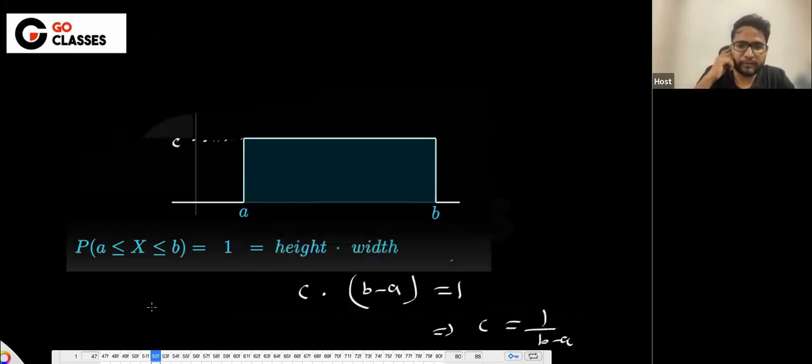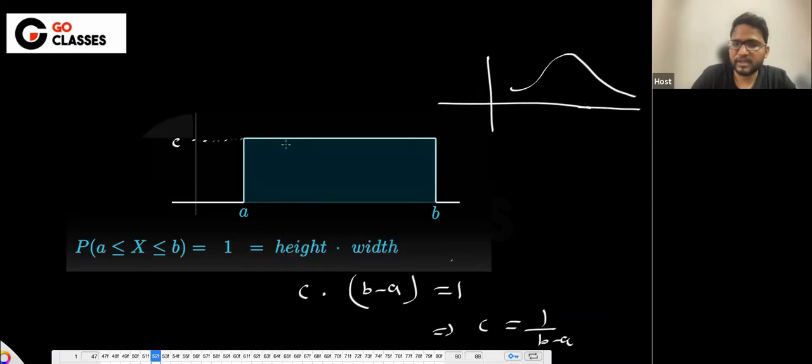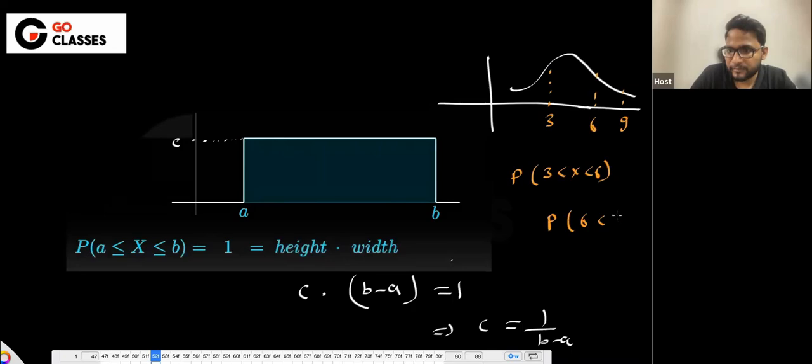Suppose this is your PDF, and let's consider another PDF, which is something like this. Now tell me, here in this PDF, let's suppose this is 3, this is 6, this is 9. In this PDF, is the probability of being in 3 to 6 greater, or 6 to 9 greater? Obviously, 3 to 6 is greater. I mean, the area is greater, right?